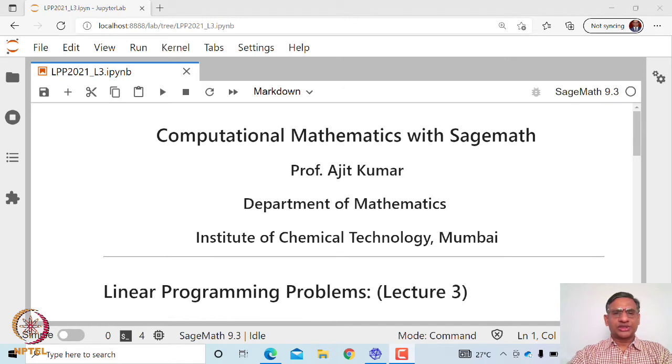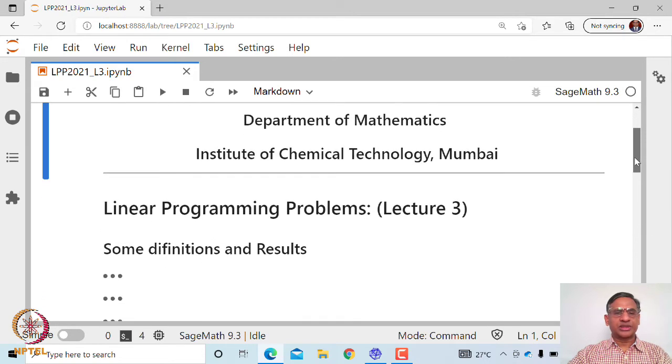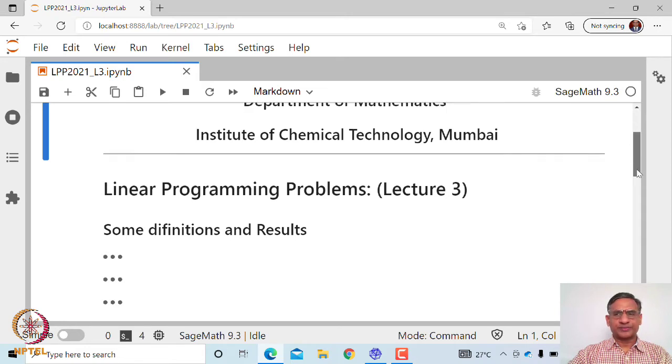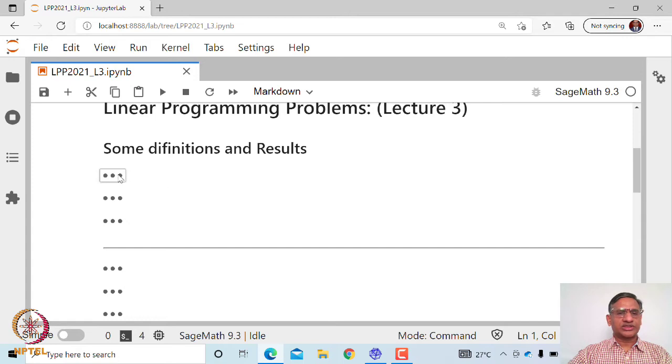So in the last two lectures, we looked at several examples of linear programming problems, including their formulation, and we also looked at how to solve linear programming problems in two variables using the graphical method. Now in this lecture, we are going to look at some definitions and a few results. We will not be proving these results. For proofs, one can refer to some standard text on operations research. I have already given you some references in the first lecture. Right, so let us get started.